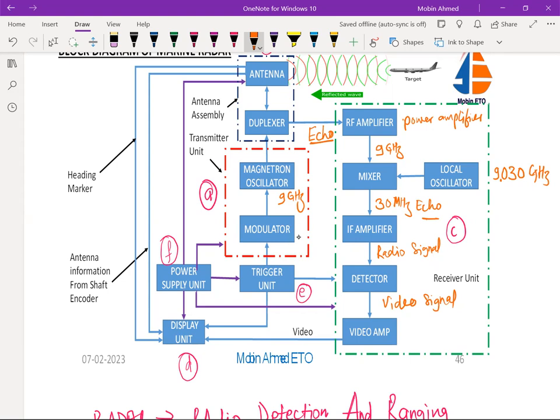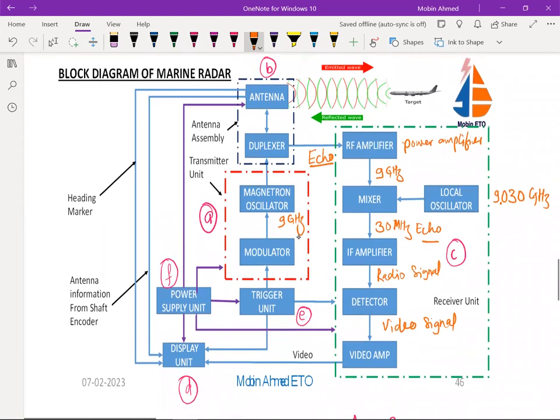The display unit is getting two pieces of information. One is a heading marker, which I have already told you about. And there is the antenna information, because it has to generate the sweep for presenting the video, that is the target range and bearing. So this image or video has to be represented in the display unit.